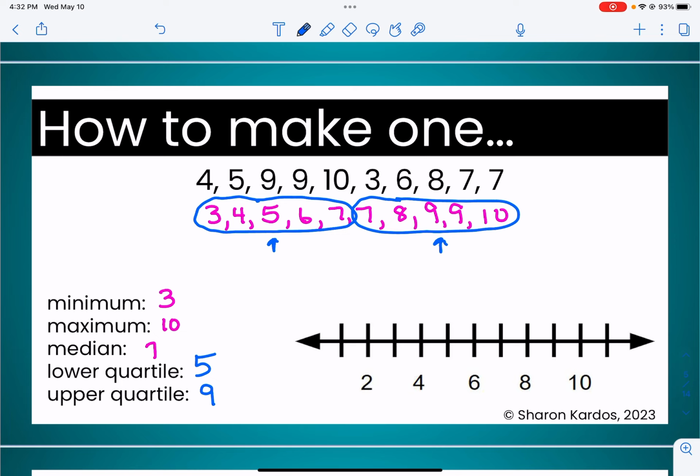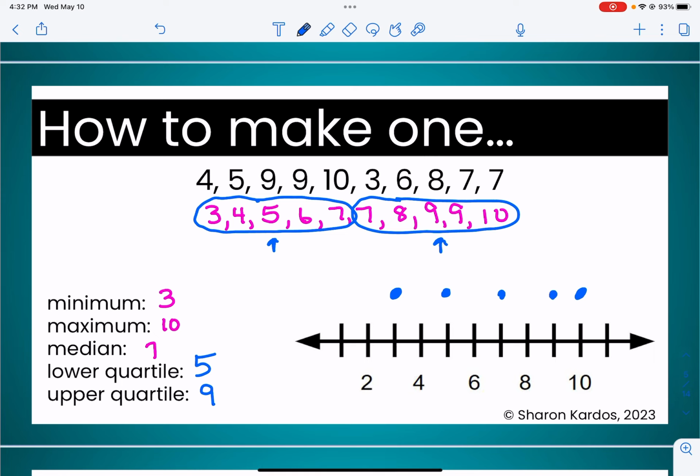All right, now that I have my 5 data points, I am going to put them on my box and whisker plot. So minimum is where 3 is, and the maximum is 10. So I'm going to put a dot above 10. And notice I'm not putting my dots exactly on the number line. I'm putting it above the number line so that I will have room to draw in my box and whisker plot. The median was 7. The lower quartile was 5, and the upper quartile was 9.